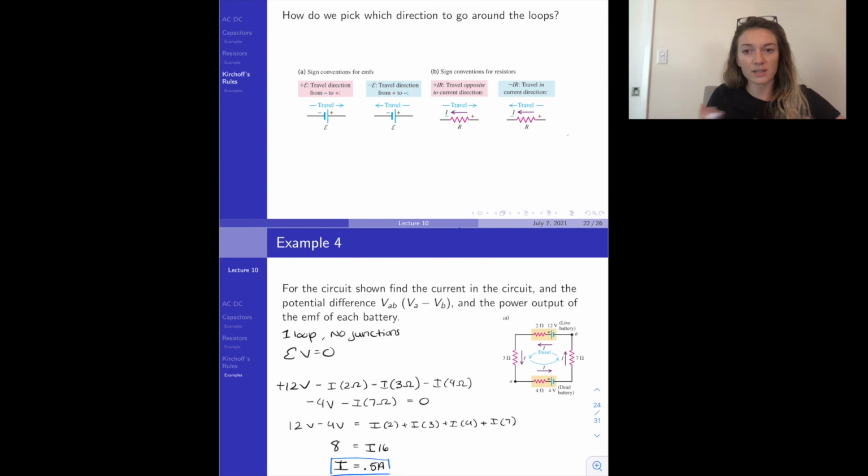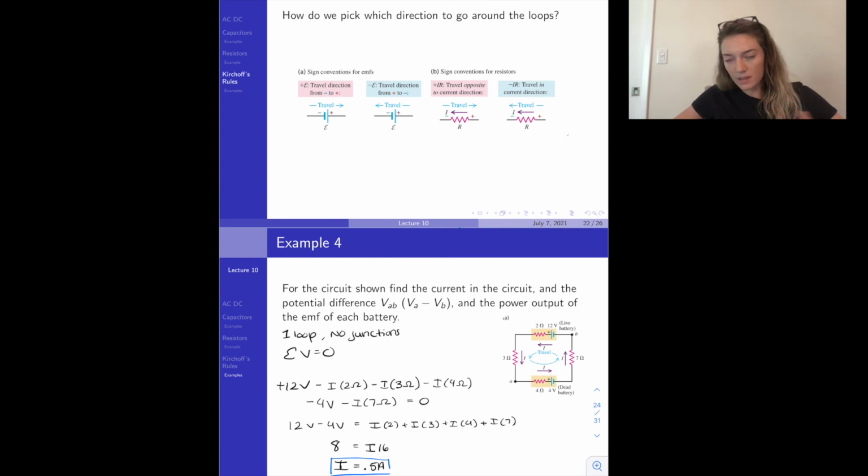Since batteries supply a potential difference, it makes sense that when we're using Kirchhoff's Law, if we travel from the negative to the positive terminal of our battery, that would give us a positive EMF, right? Because we're supplying power via the battery to our circuit. So that's the physical interpretation of this sign convention.